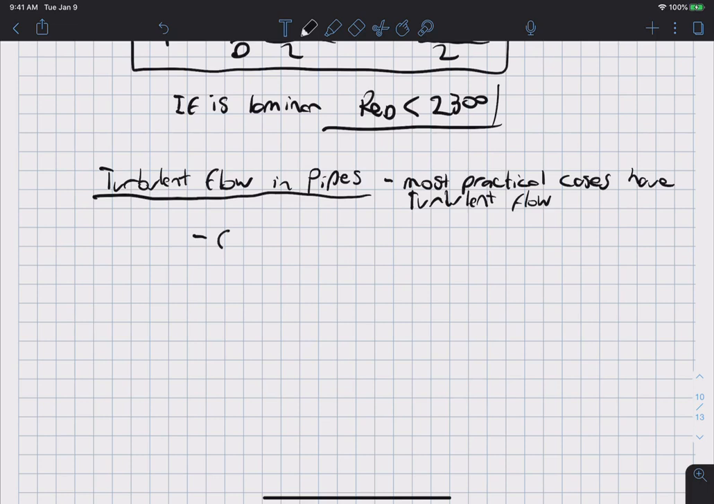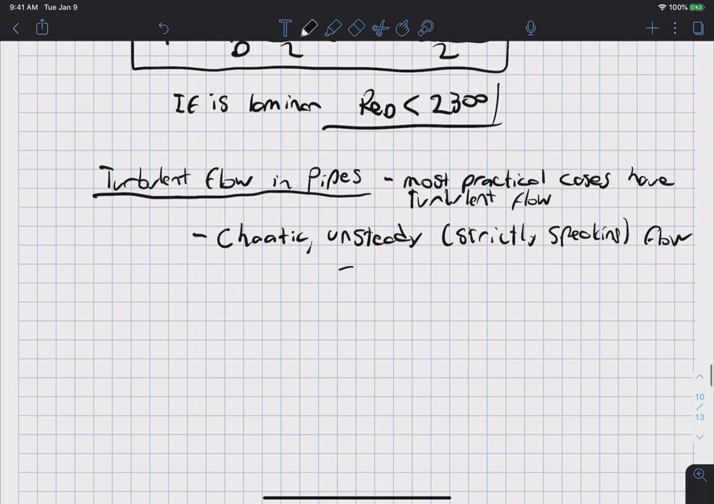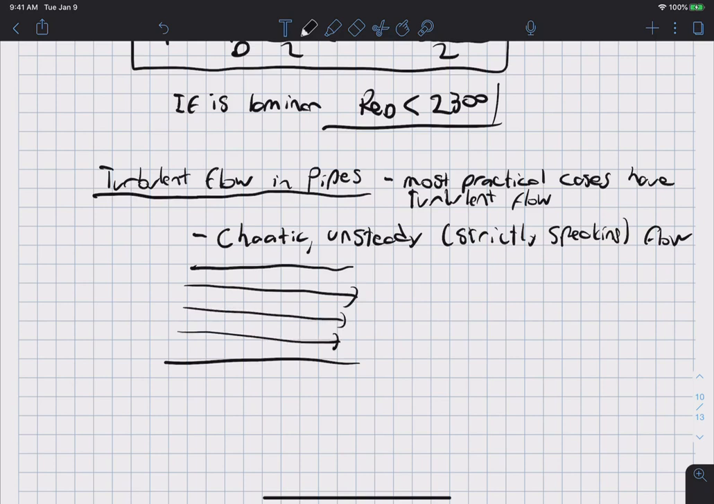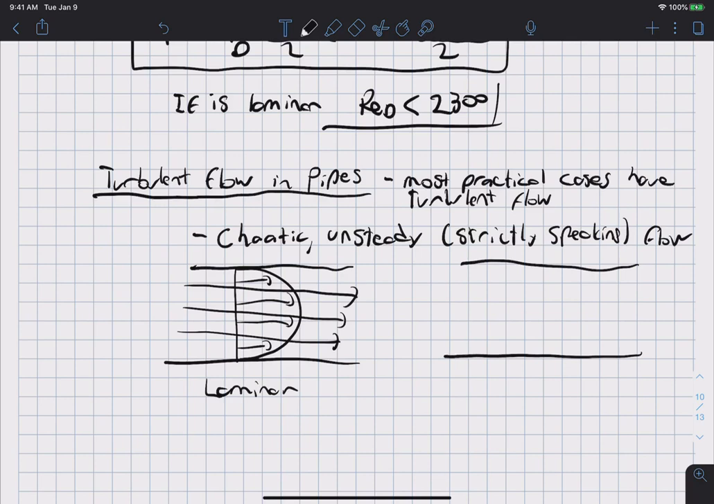And turbulence is characterized by chaotic, unsteady, strictly speaking, flow. So, in our laminar flow, recall that you can analyze Navier-Stokes exactly, and the streamlines are perfectly flat and straight lines. So that's laminar, and the velocity profile, as we derived, is perfectly parabolic. But in turbulent flow, on the other hand, the streamlines are now chaotic. That is, they're kind of going all over the place.